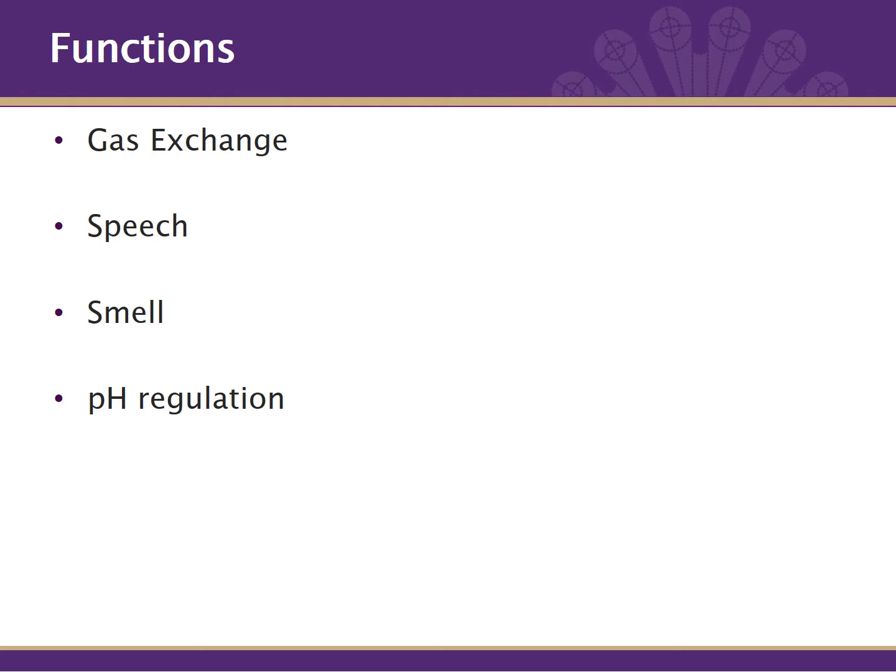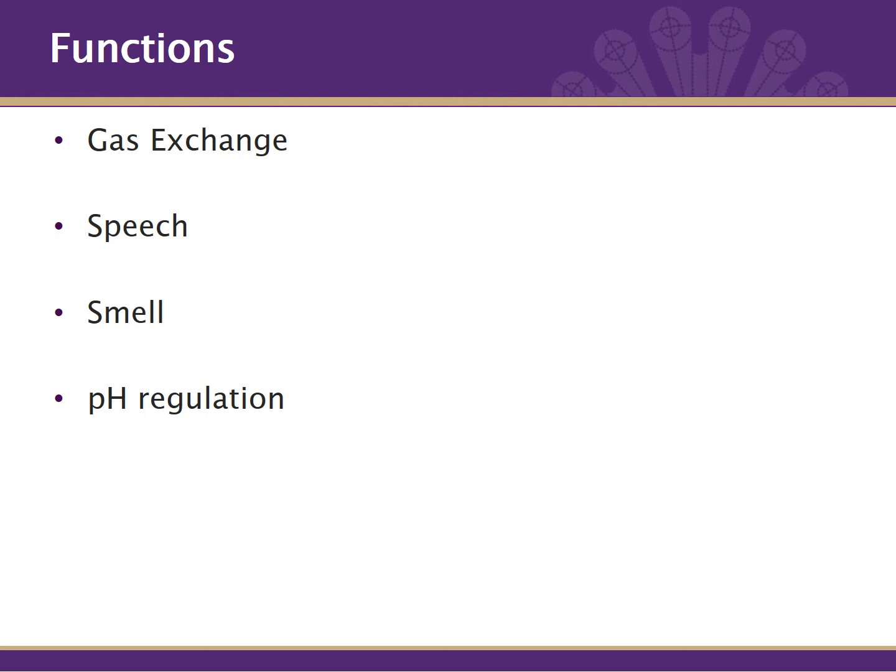But like many other systems in the body, it has many collateral functions. The nose plays a role in speech production and other audible sounds like laughing and crying. Smell is another function of the respiratory system. We have specialized cells in our nose that detect odors.